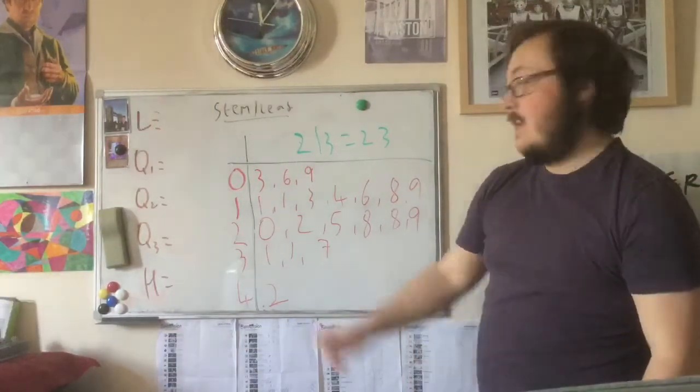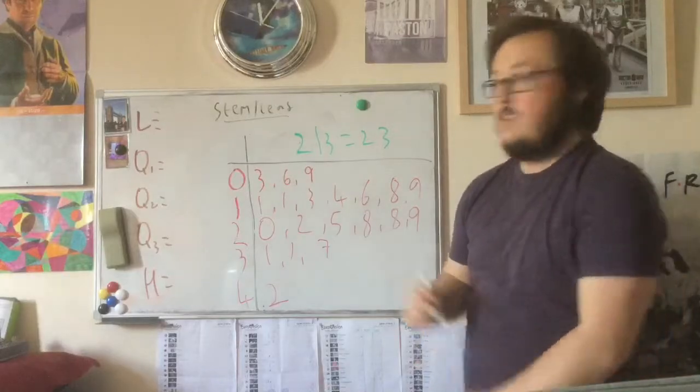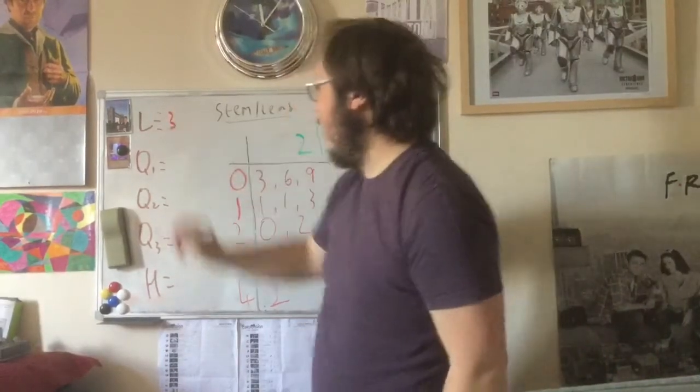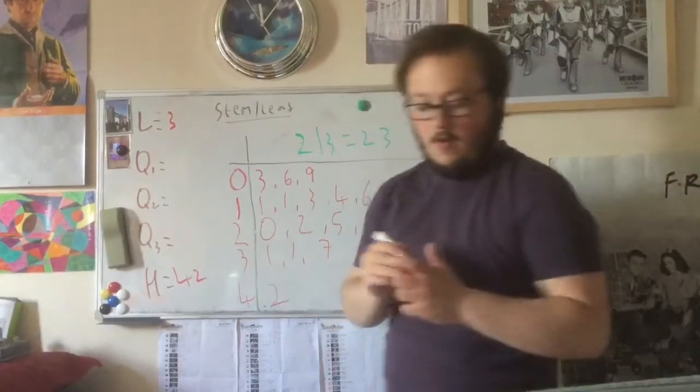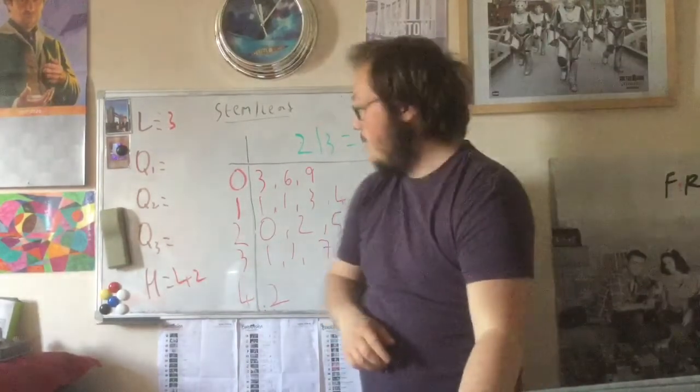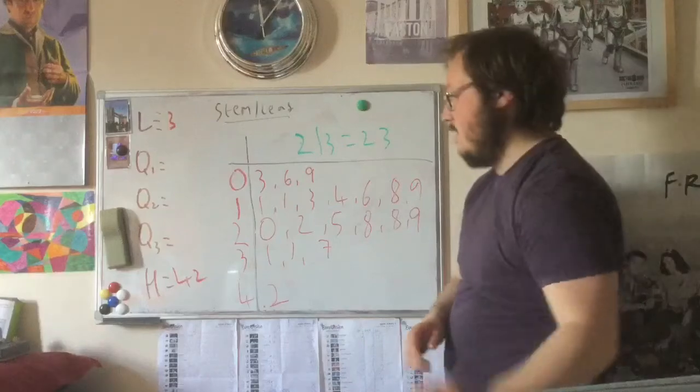So our lowest value is 3 because that is at the very top. So I'm going to put 3 here. And with that our highest value is 42. Now from this we can find our median. So let's do some crossing out.